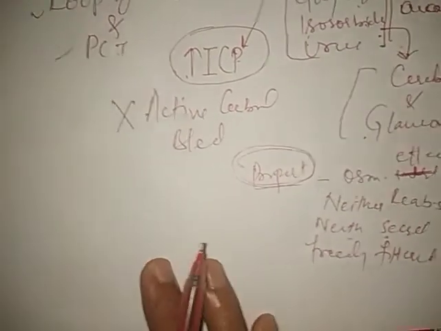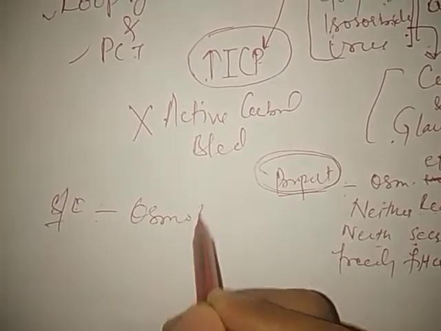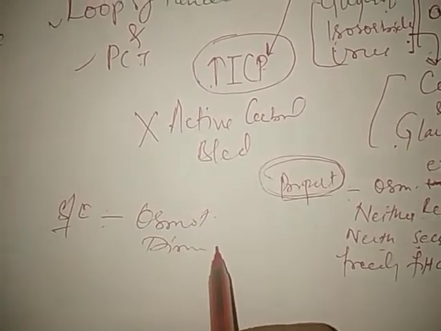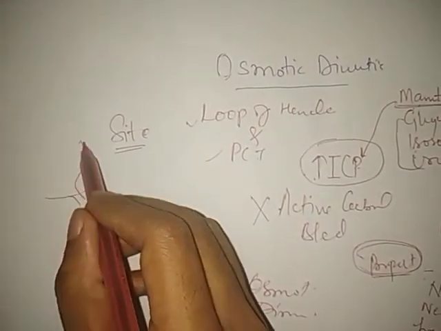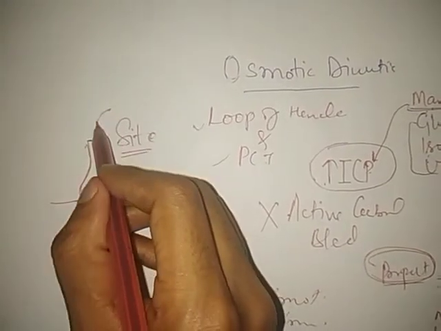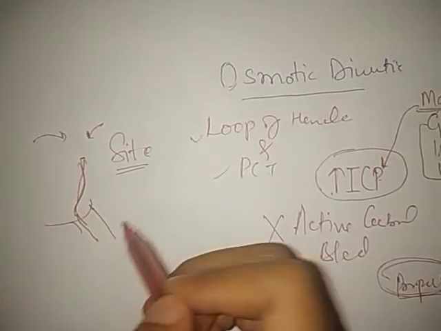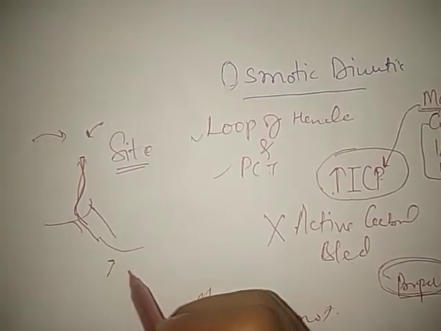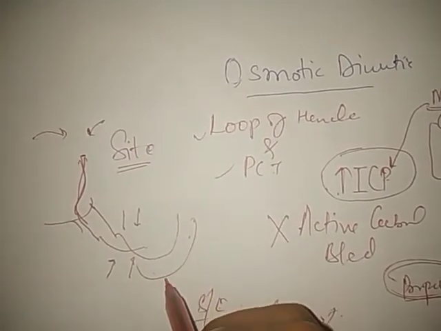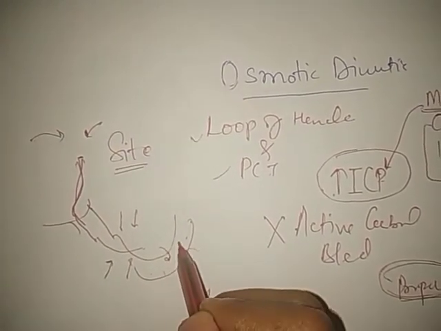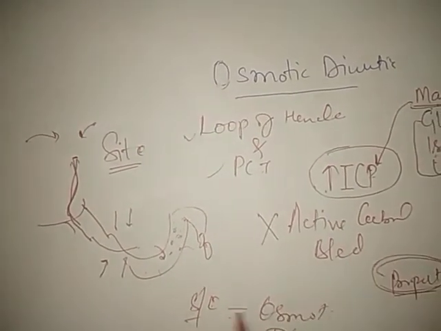Okay, another thing, the side effect is it causes osmotic diarrhea. So when we are giving this drug, it goes freely into the circulation, and it drags the water with it, which then enters the glomerulus and retains the fluid. The major site of action is the loop of Henle and all the water that is retained in this loop of Henle is excreted out as urine. This is how the osmotic diuretic acts.